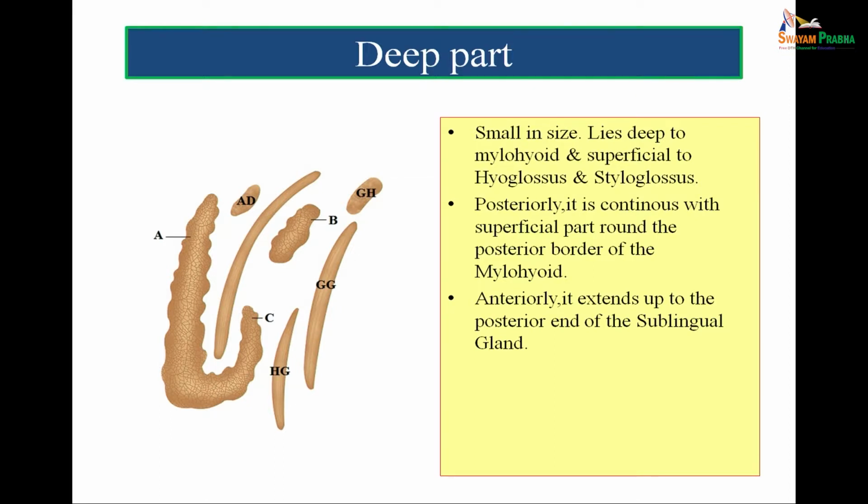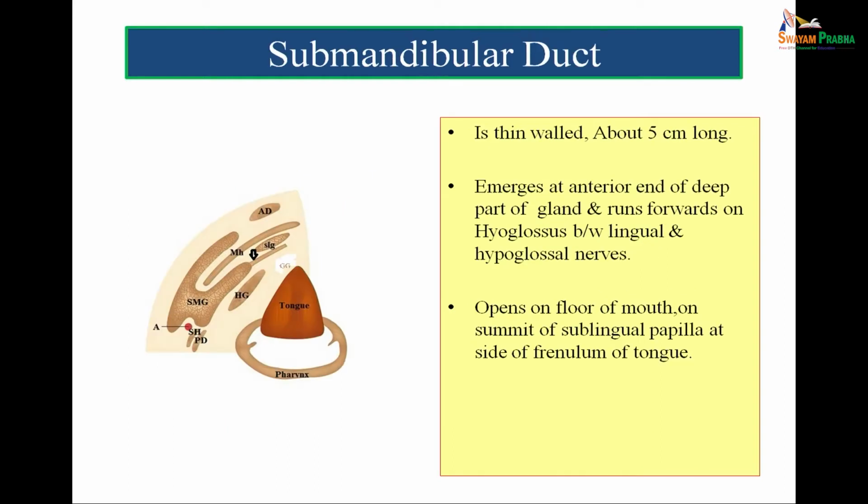So as I told you before, this is a horizontal section in the submandibular region. The posterior border of mylohyoid muscle is indenting the gland, so that it has got a superficial part and a deep part. Anteriorly, the deep part extends to the posterior end of the sublingual gland. Now here B is the almond sized sublingual gland. So this horizontal section of the submandibular region is showing A, superficial part of submandibular gland, C, which is the deep part of submandibular gland, and B, which is the sublingual gland.